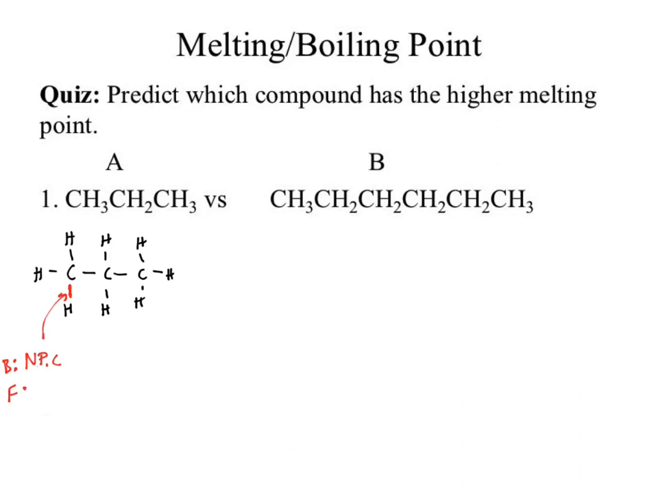What is the force? London dispersion. This goes to London dispersion force. Bond number 1, done. Next bond, going clockwise. Carbon bound to hydrogen, is that ionic? No, is it polar covalent? Why not? Because it's hydrogen and carbon. It's hydrogen and carbon, which is a non-polar covalent bond.